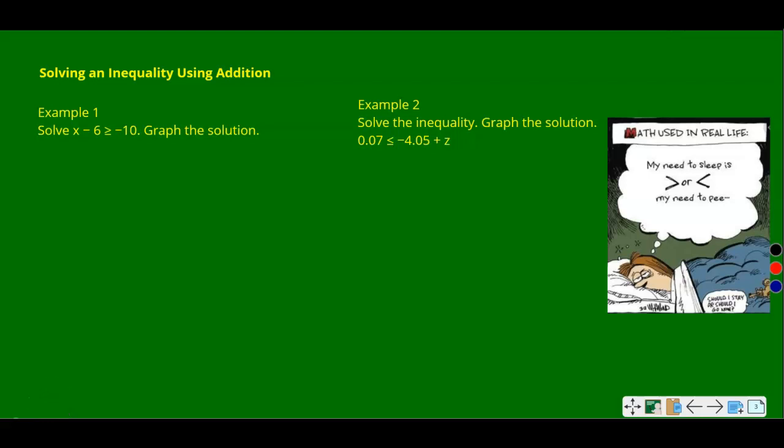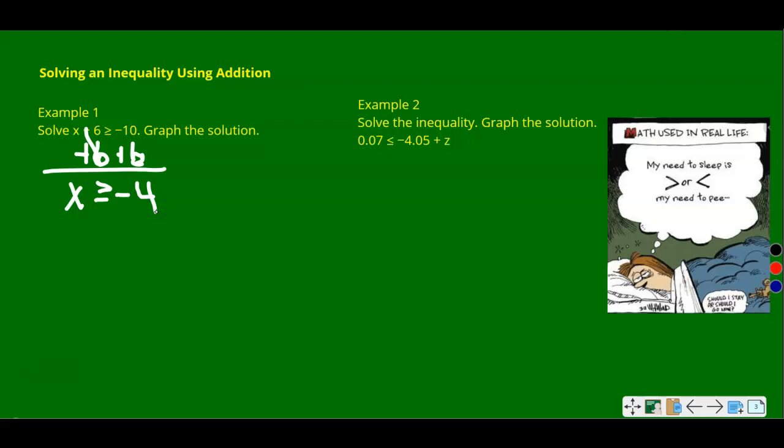Solving inequalities using addition. Solve x minus 6 greater than or equal to negative 10, and then graph the solution. We're trying to get the variable by itself, just like with an equation. So I'm going to add 6 to both sides. Negative 6 plus 6 cancel, so bring down my x, bring down my greater than or equal sign, and then negative 10 plus 6 is negative 4.